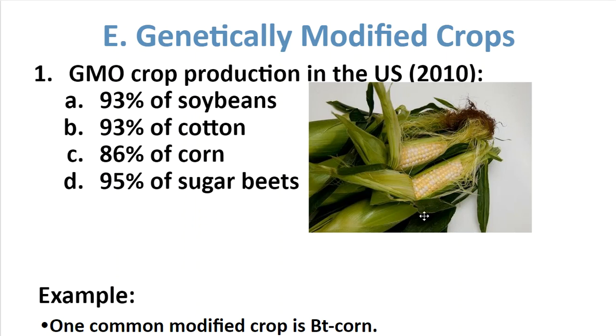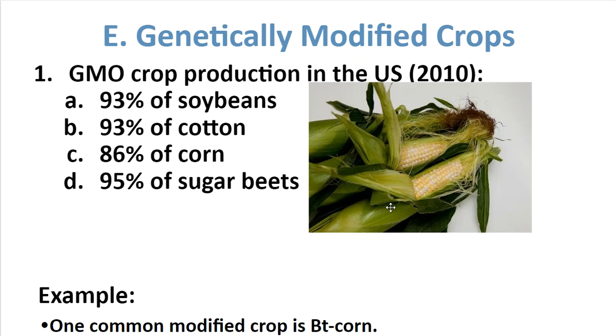This right here is the BT corn, and that has been genetically modified to become poisonous to insects, but not to humans. Other desirable qualities that we've put into our crops are making them herbicide, drought, freeze, and disease resistant. Also increasing our yield, how much we get from one plant.